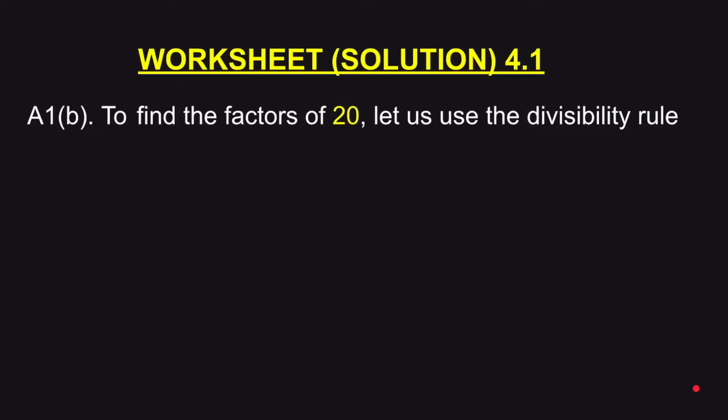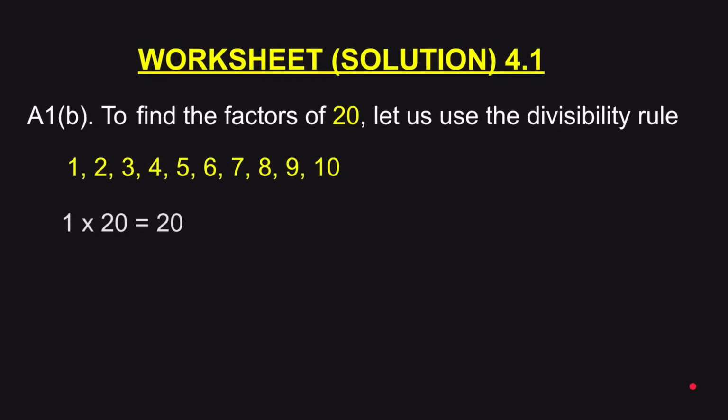B part, we have to find the factors of 20. So, we have to check up till half, that is 10. 1 into 20 has to be the first one. So, I've written that. Then, we'll check with 2. The last digit is 0. 0 is divisible by 2. So, we can write 2 into 10 is equal to 20. Then, we have to check with 3. To check the divisibility by 3, we will add up the digits. 2 plus 0 is 2. 2 is not divisible by 3. 3 is not a factor.